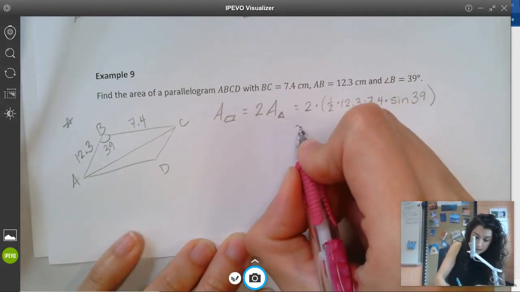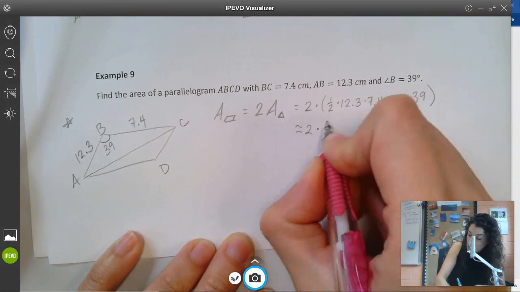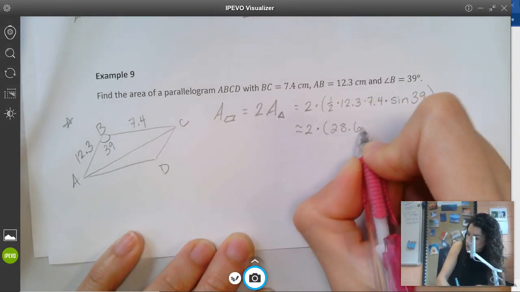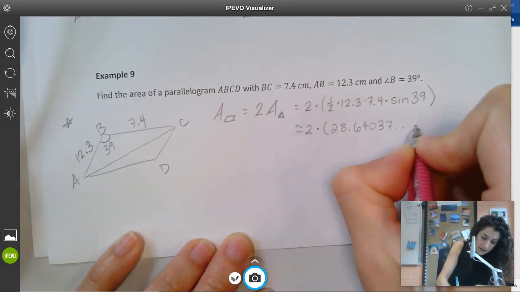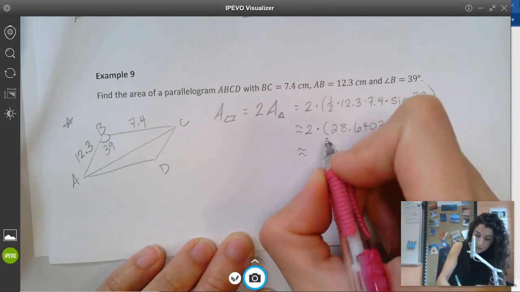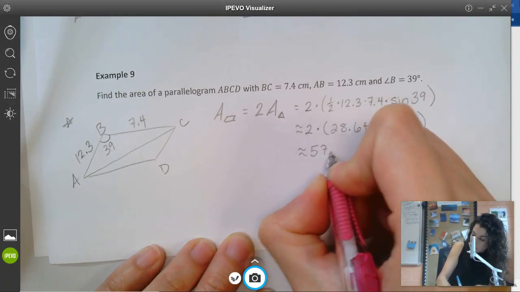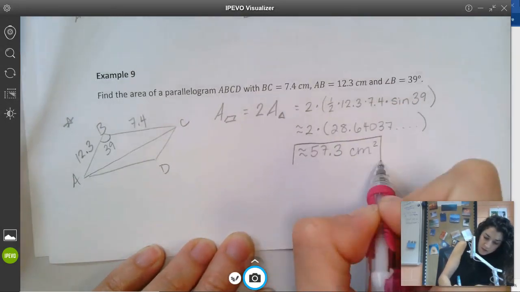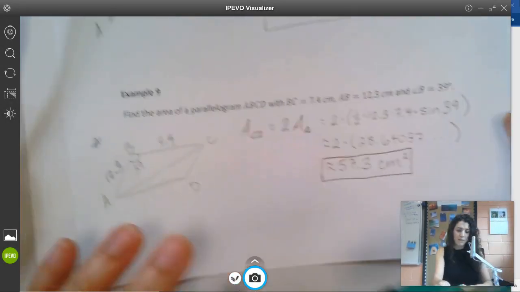We calculate the area of the triangle to be about 28.64037 and so on, which means multiplying that by 2, we get about 57.3 centimeters squared. 3 sig figs. All right.